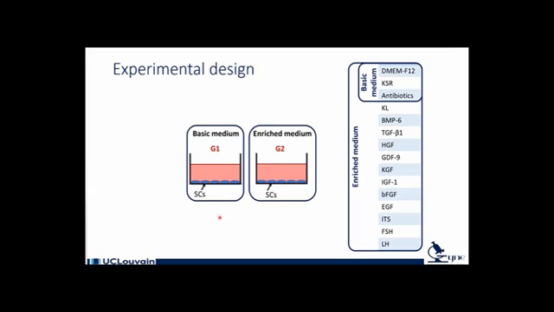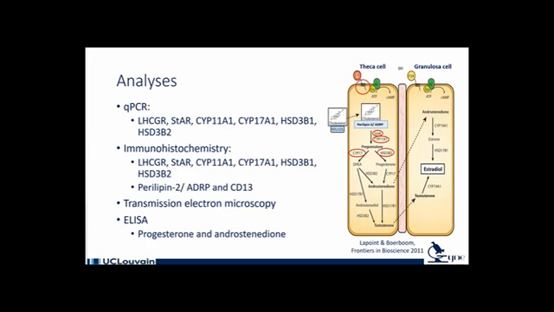So in this way, in the first group, we cultured the stromal cells seeded in plastic and using basic medium, and we used knockout serum as supplement. In the second group, we also had stromal cells seeded in plastic, but we used an enriched medium, the basic medium supplemented with growth factors and hormones that are supposed to be involved in theca cells differentiation.